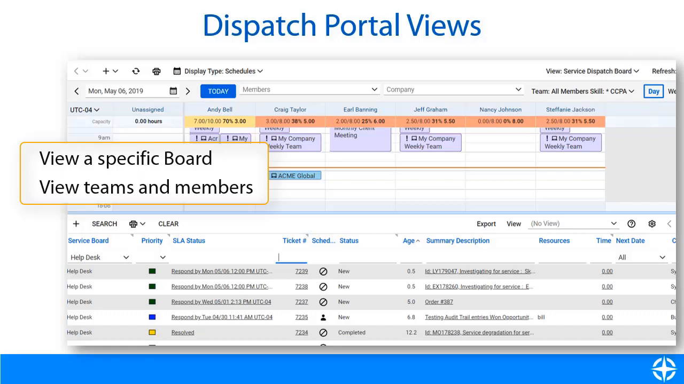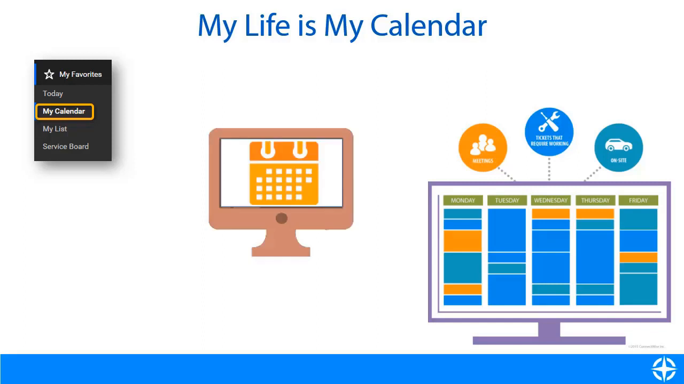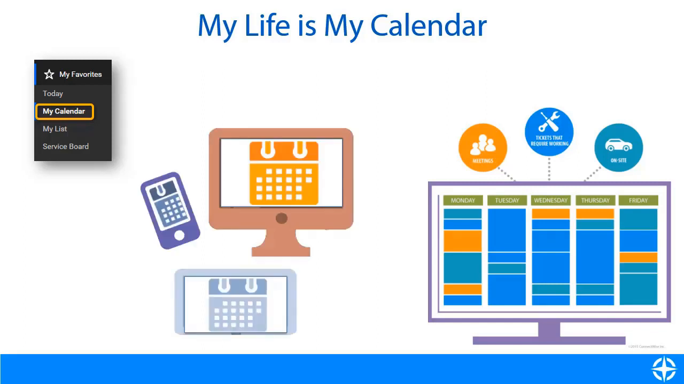You can also choose which teams and members you want to see to schedule. Here, a view is created based on their skills and certifications. Remember, My Life is My Calendar means we start and end our workday from the My Calendar screen. You can access it from the desktop client, the web, or a mobile device.